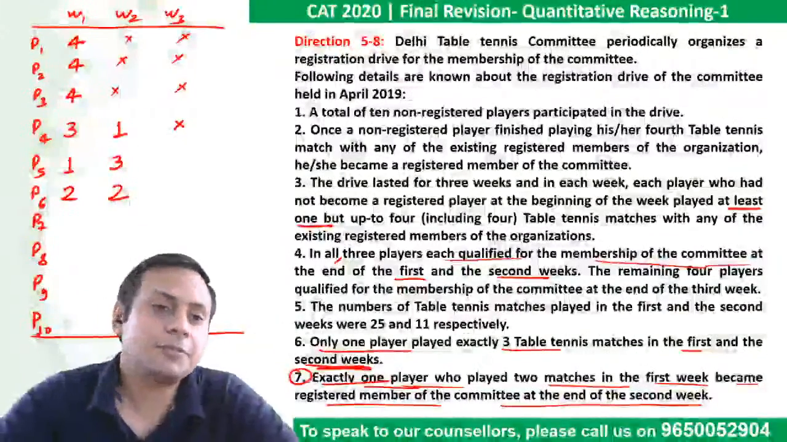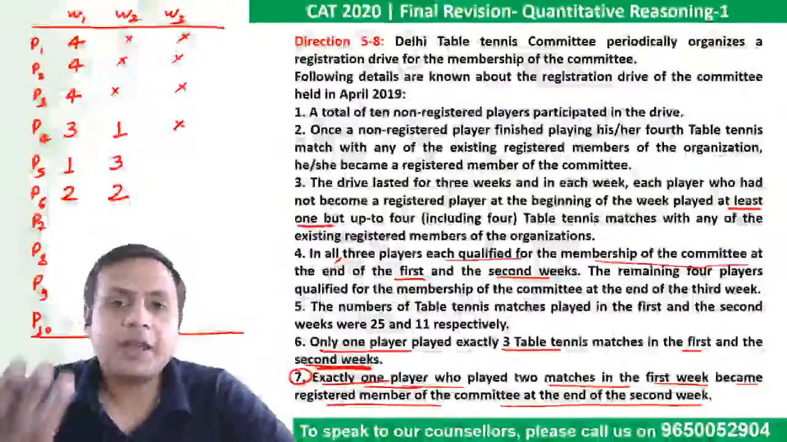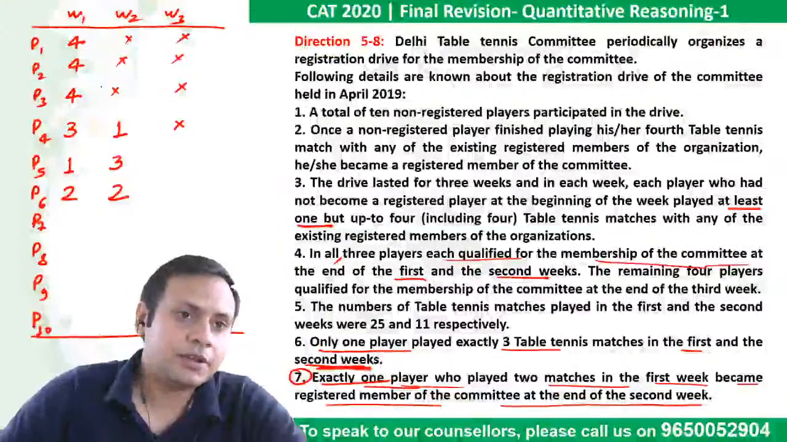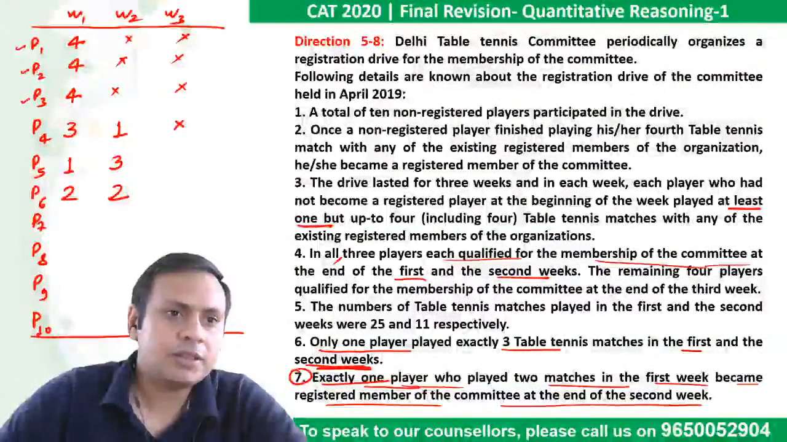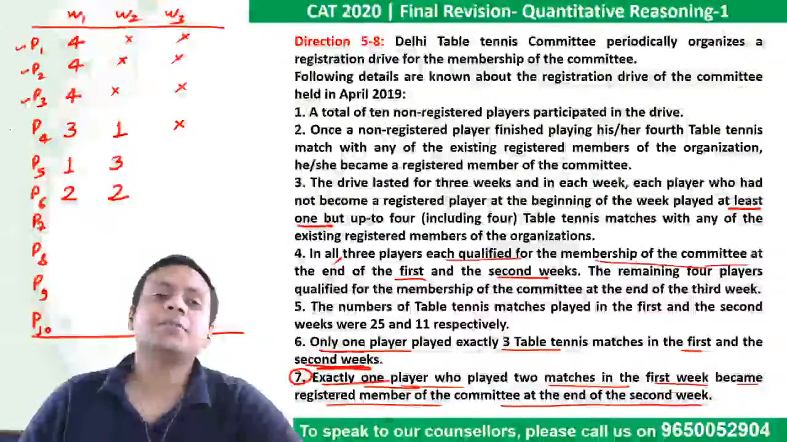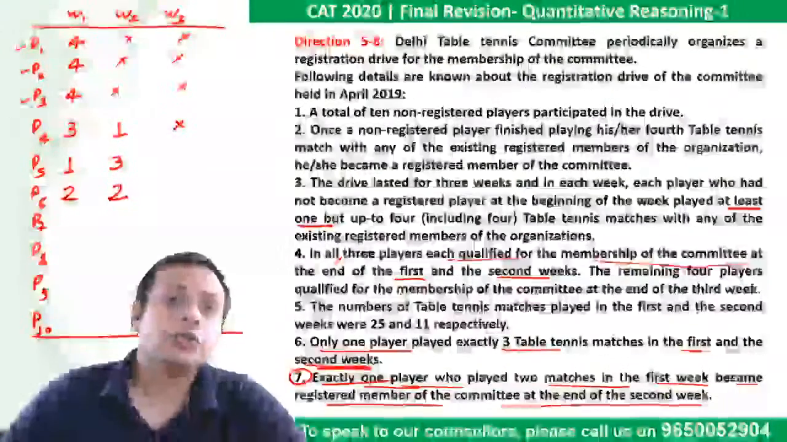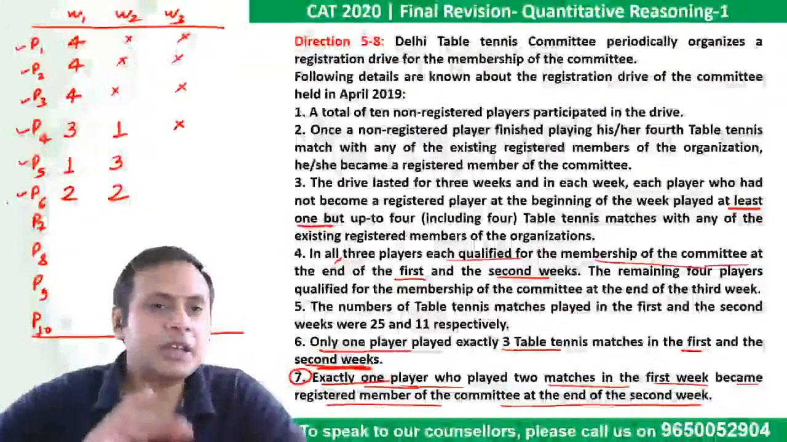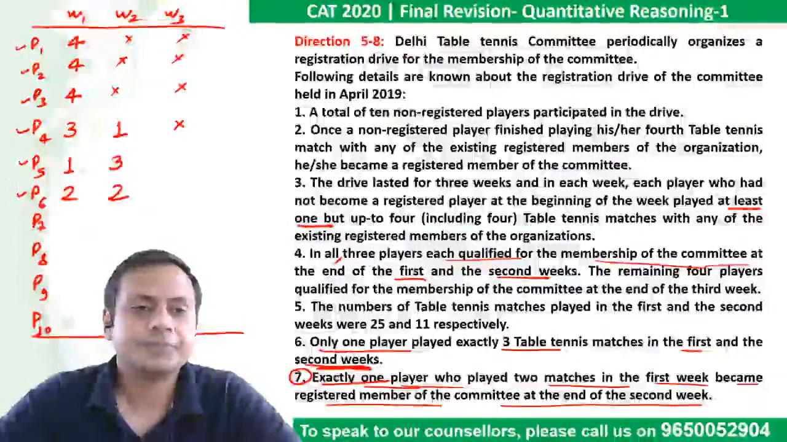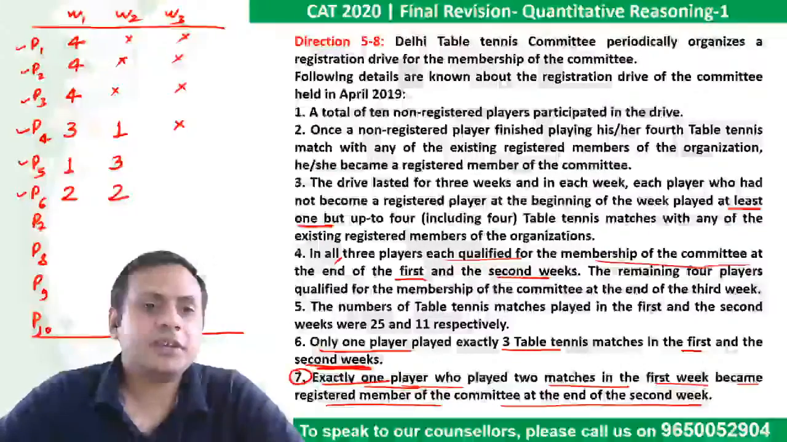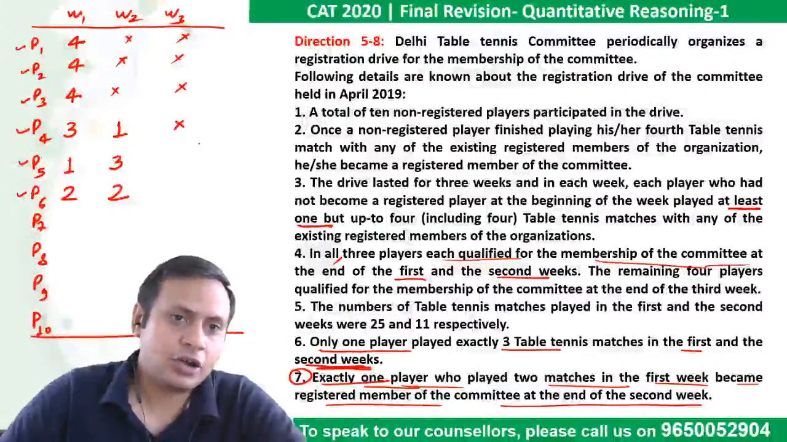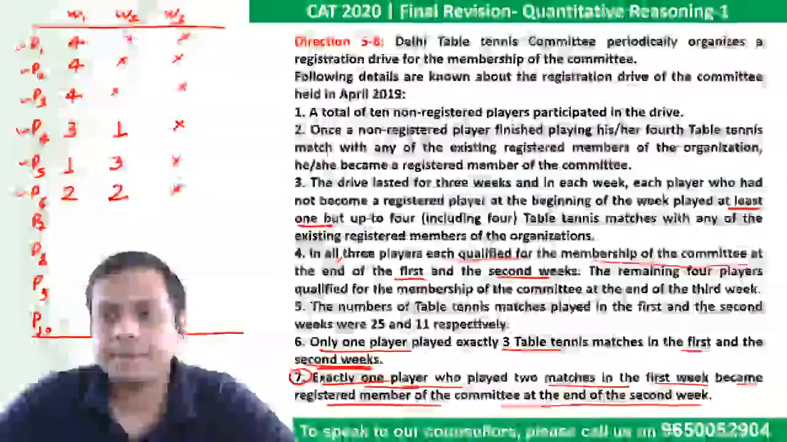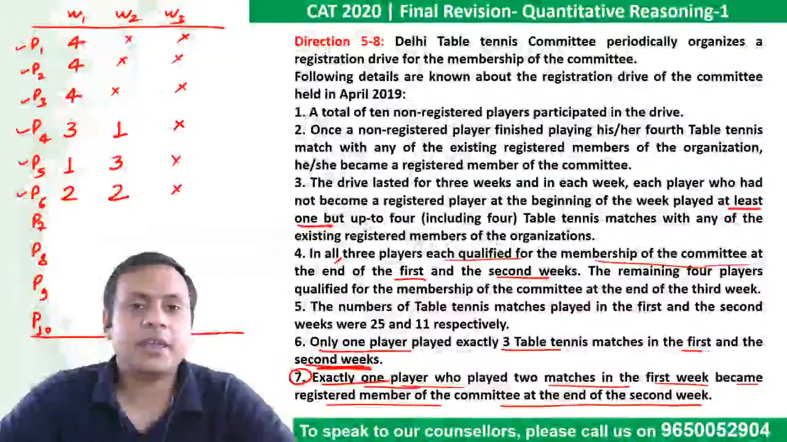Guys, tell me, is this point clear? So 3 players became members in the first week. Those 3 players are P1, P2, P3. 3 players became members in the second week. Those players are P4, P5, P6. Tell me, is it clear or should I repeat? So obviously they will not play any match in the third week. Is it clear or should I repeat?